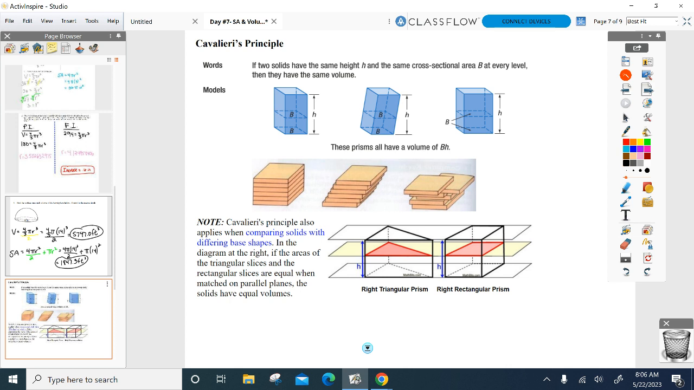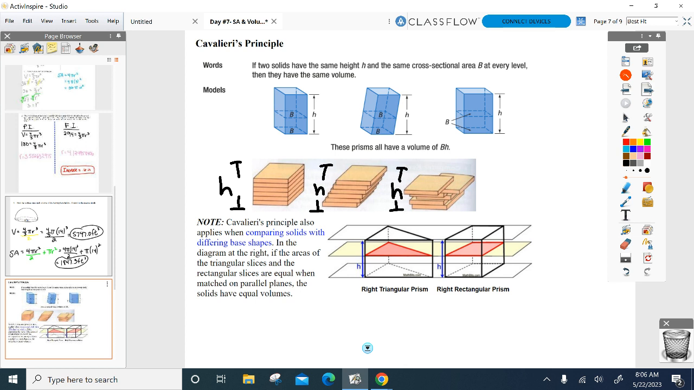Let me show you. Look at these 3 pictures right here. You got this nicely stacked one, you got the leaning one, and you just got the hot mess right here. They're all different, but they all have the same volume. Why? All have the same height. All 3 of these objects, if we measured their height, would have the same height.